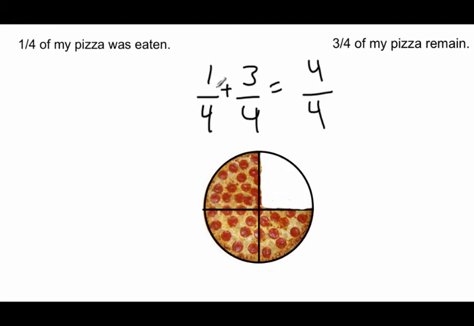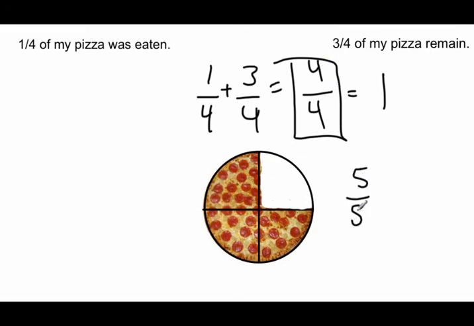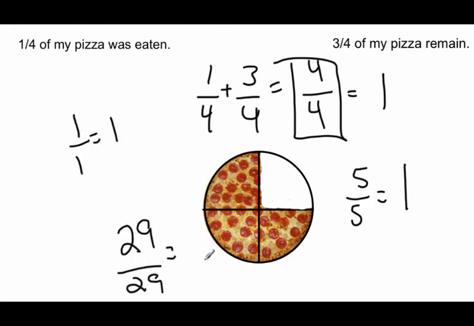So 1/4 plus 3/4 equals 4 out of 4, which equals essentially 1. Because anytime you have the same number at the top as you do at the bottom, the same number as the numerator as you do as the denominator, it's always going to be 1, because it's like saying 4 divided by 4 is 1. If you had 5/5, that would still be 1. If you had 1/1, that would be 1. If you had 29/29, that too would be 1.